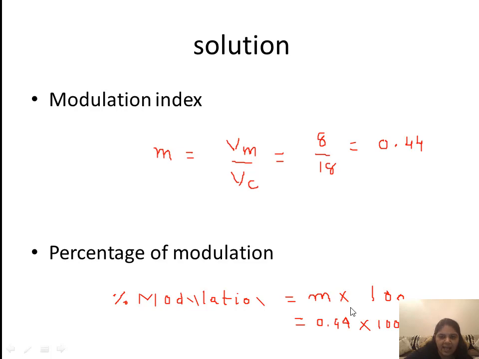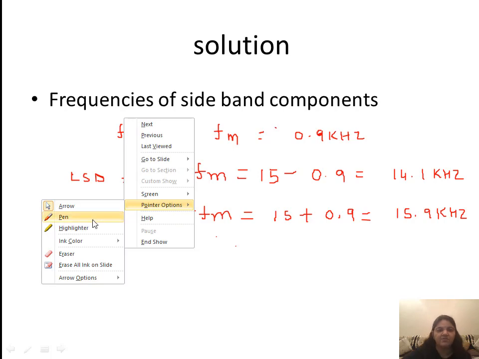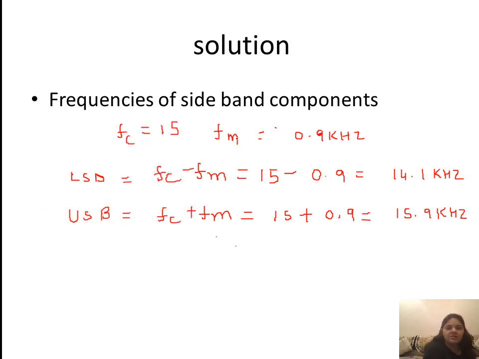Now we need to find the frequency of the sideband components. Fc is equal to 15 kilohertz and Fm is equal to 0.9 kilohertz. How can I find the lower sideband and upper sideband? Lower sideband is Fc minus Fm, so 15 minus 0.9, which is 14.1 kilohertz. USB is Fc plus Fm, so 15 plus 0.9, which is 15.9 kilohertz.